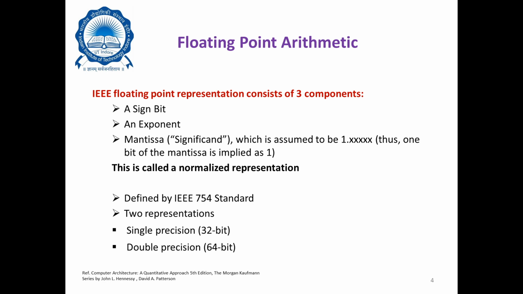There are two types of IEEE 754 standard representations. The first is single precision, which is a 32-bit number, and we have double precision, which is a 64-bit number. As you could imagine, in double precision the precision and accuracy are much higher and the range is large, but you require more bits to store and represent that number in that format.